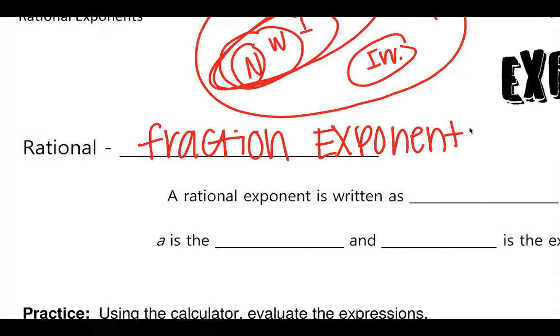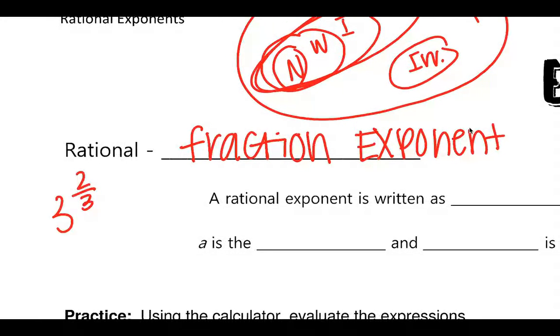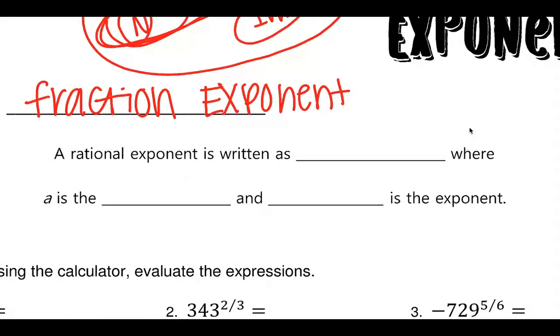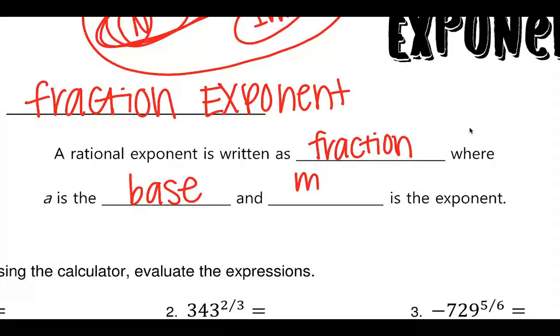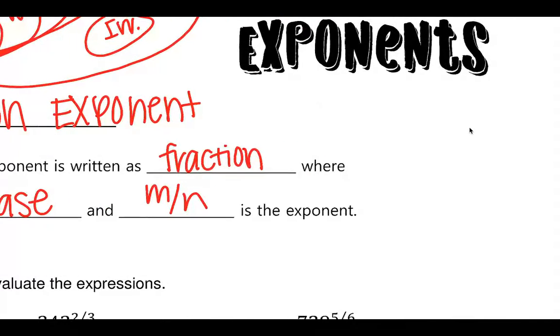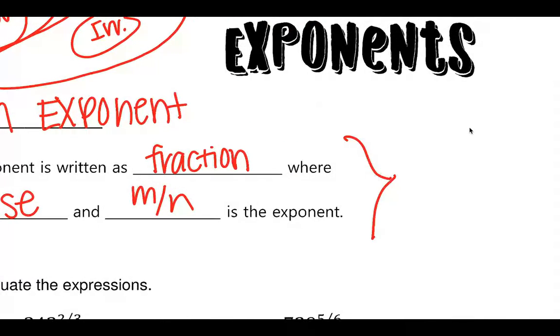So if I have 3 to the power of 2/3, that's a rational exponent. If I have x to the power of 1/8, that's a rational exponent. A rational exponent is written in the form of a fraction, where a is the base and m divided by n is the exponent. So this is saying we've got a base of a and it's to the power of m divided by n.